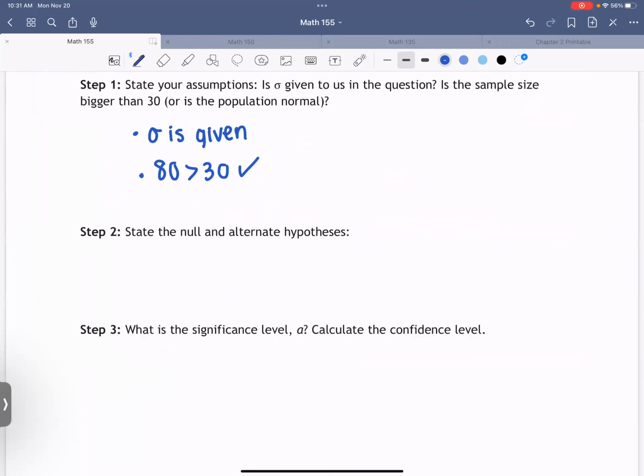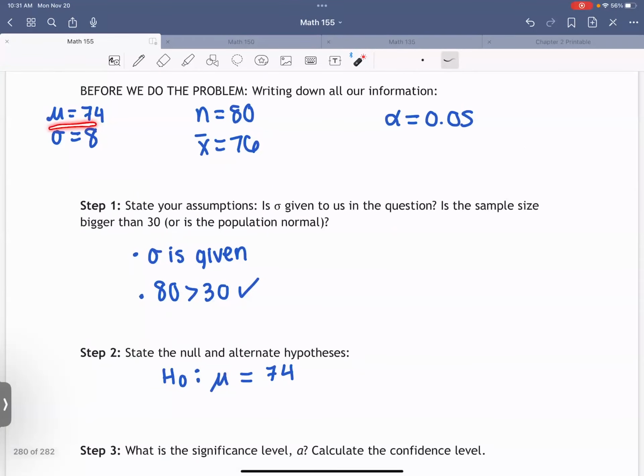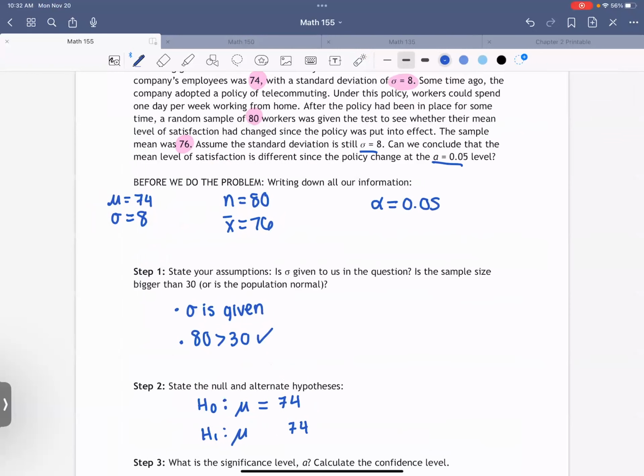The null hypothesis is H0, right? We put a colon after it, and we always talk about mu equaling a number. What number is it? 74, right? It's really useful to write down all our information up top because I don't have to go back in the problem. H1 is the alternative hypothesis. Everything's the same except that we're not going to have an equal sign. We're going to have a less than, greater than, or not equal to sign.